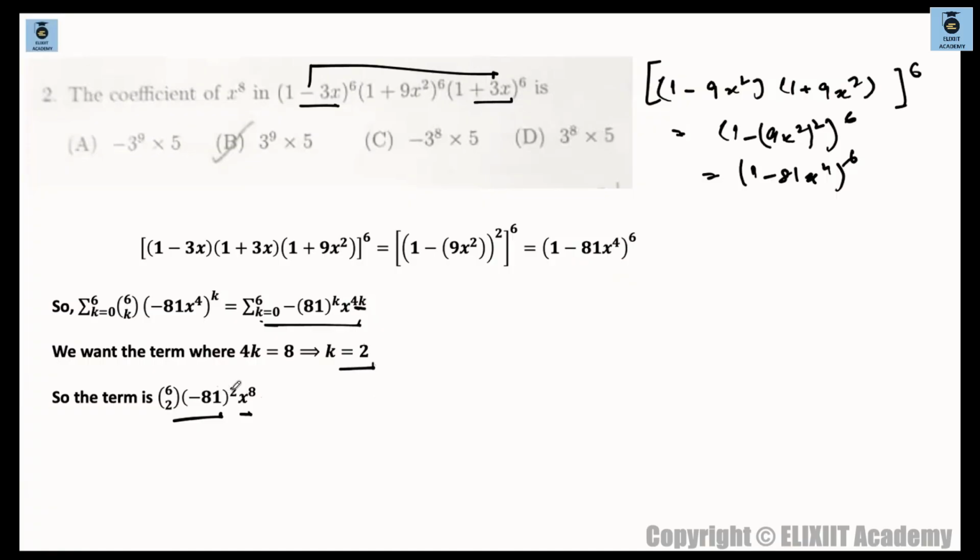So we just need to calculate this thing, and that's all. Finally, we have 6C2 multiplied by minus 81 whole square, which is the same as 81 whole square. So we can simplify this. 81 is basically 3 raised to the power of 4. 6C2 is 15. And 81 square means 3 raised to the power of 4, whole square, so that's 3 raised to the power of 8. And 3 times 5 times 3 raised to the power of 8, so we'll finally have 5 times 3 raised to the power of 9. Option B must be correct.